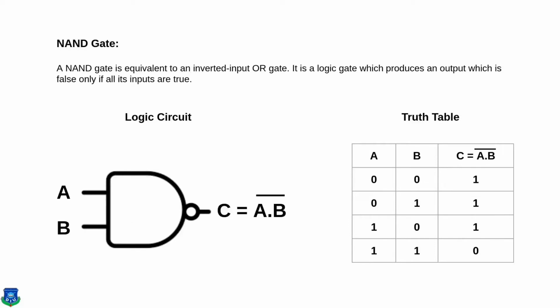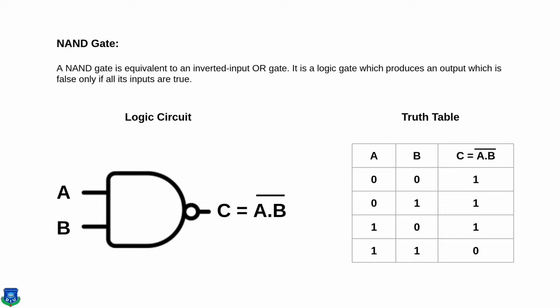NAND gate. A NAND gate is equivalent to an inverted output AND gate. It is a logic gate which produces an output which is false only if all its inputs are true. Here is the logic circuit of a NAND gate. And if we look at the truth table, we will see that when all inputs are high, the output is low. And for the rest of the cases, the output is high.